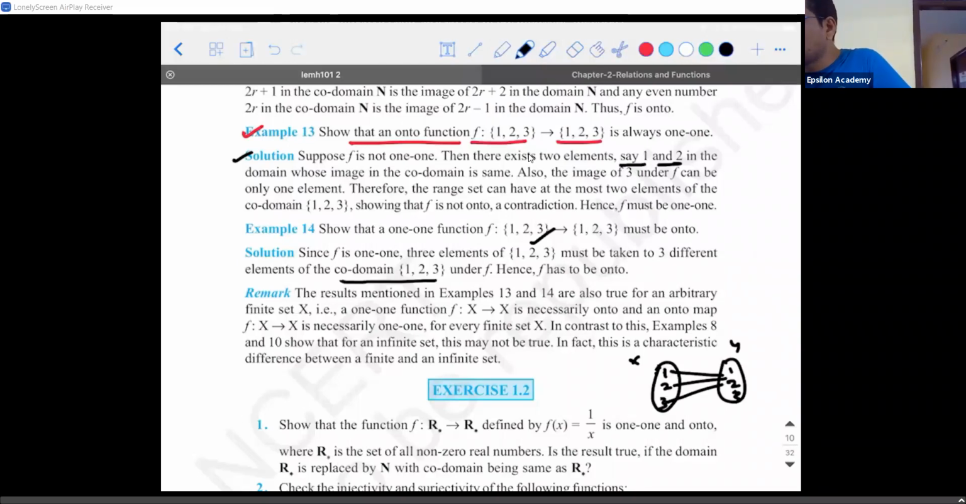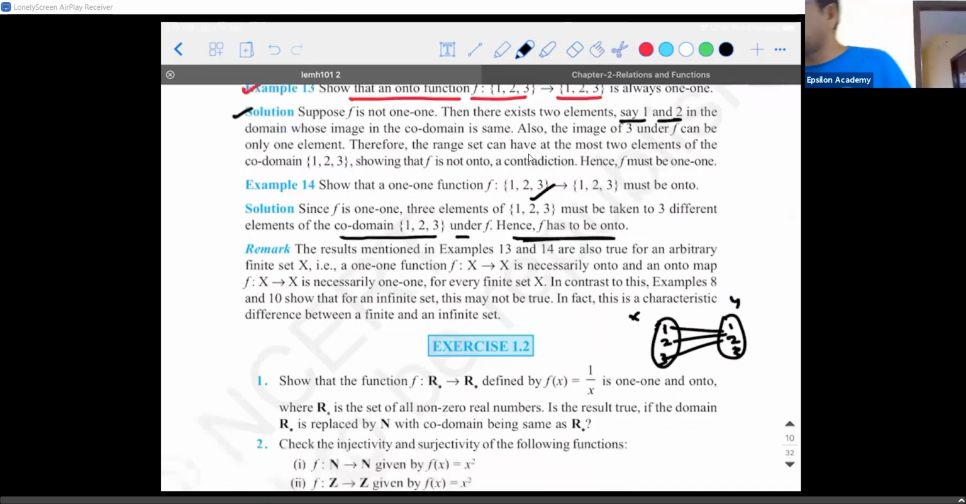Then the codomain {1, 2, 3} under f will also be the range. That is what they are saying. So hence f is an onto function. Are you guys clear with this? Now we are going to start solving the exercise problems.